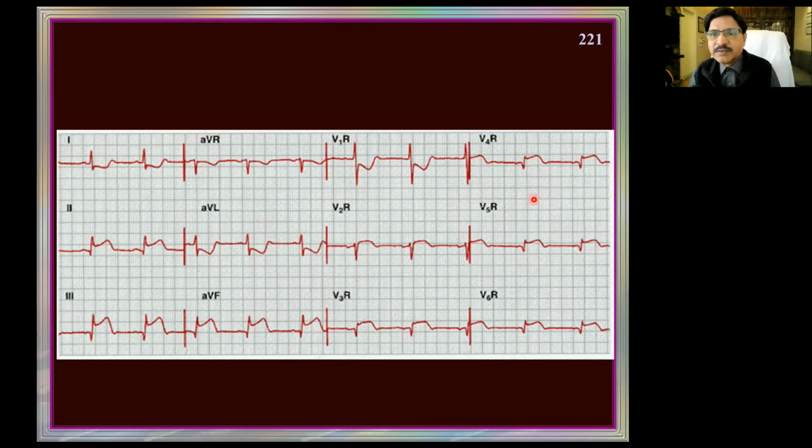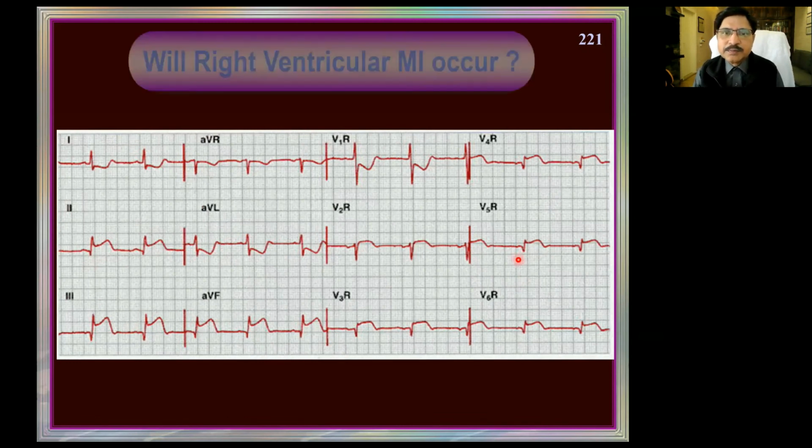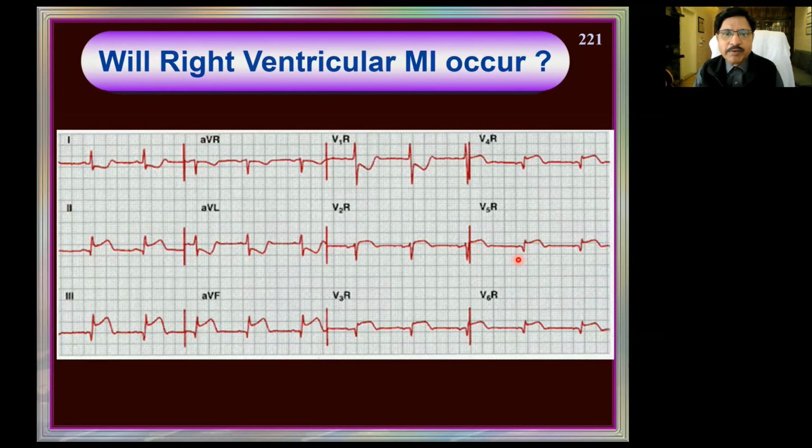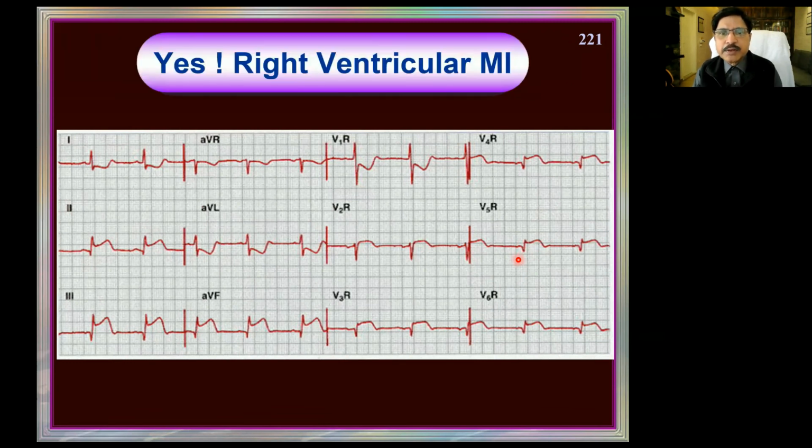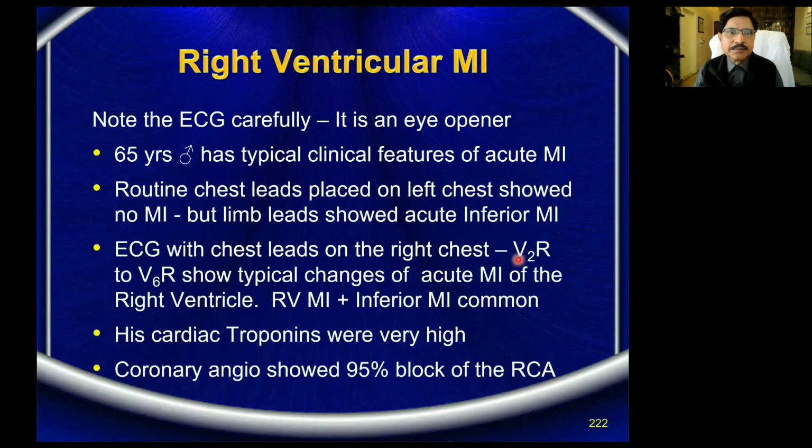So this is the right ventricle. The right ventricle will not have a tall R wave anyway, like the left ventricle. But whatever little R wave of the right ventricle is there, that also is lost. And then there is ST elevation. So if you see an ECG like this, it looks like an inferior infarct, straight away, but there is an inferior infarct along with a right ventricular infarct. Right ventricular infarct also should not be missed. Yes, it is a right ventricular infarct.